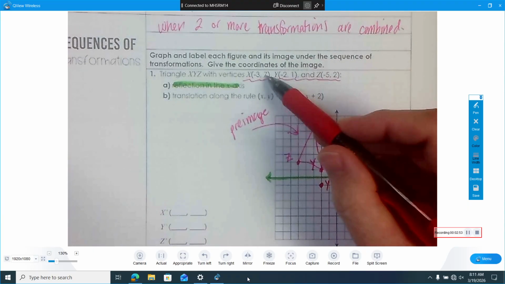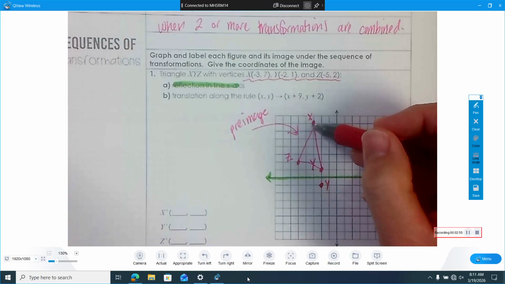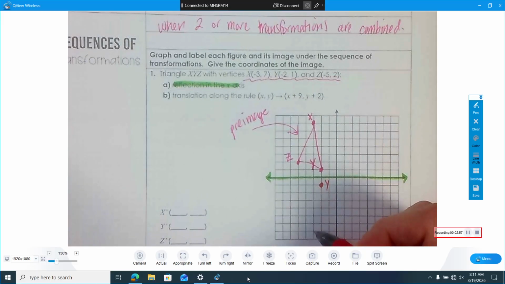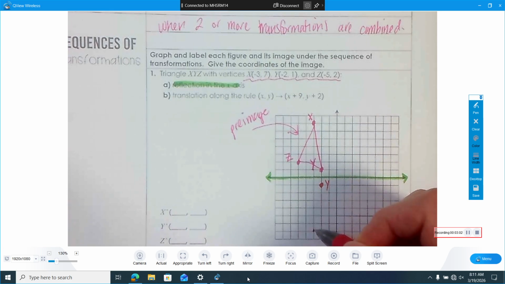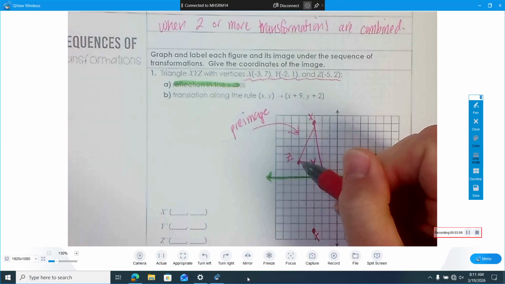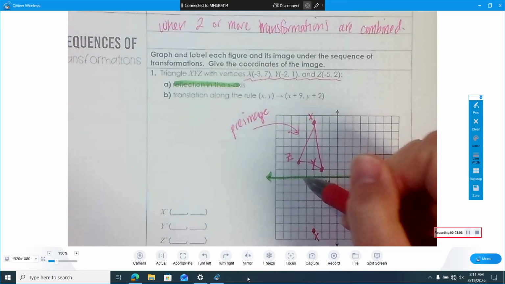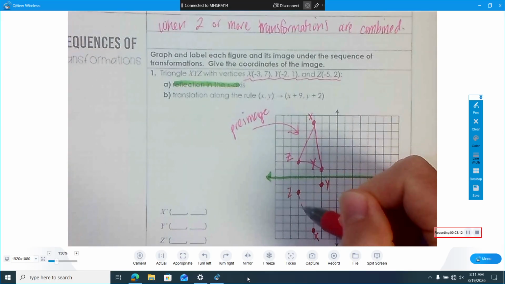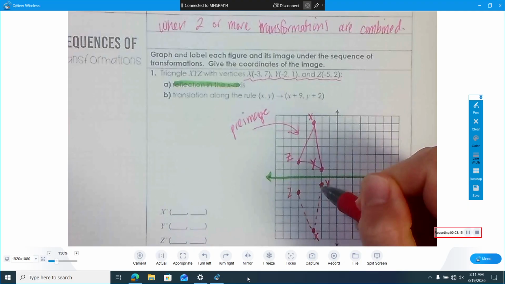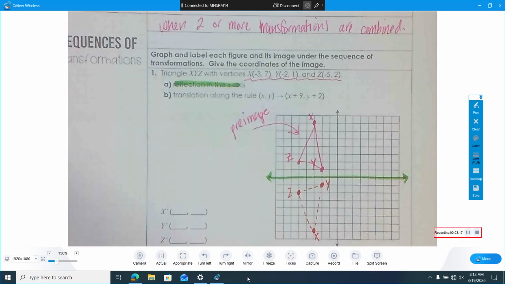It's starting at -3, 7. Where is it going to end up? Yeah, -3, -7. So it's going down 7 blocks, and it's going to go down 7 more away. So there's the X there. And Z right now is at -5, up 2. It's going to be -5, down 2. And so there is our reflected triangle. And I'm just going to make it dotted. It's not really there. It's transitional.